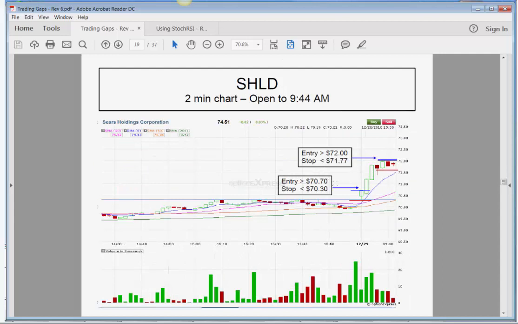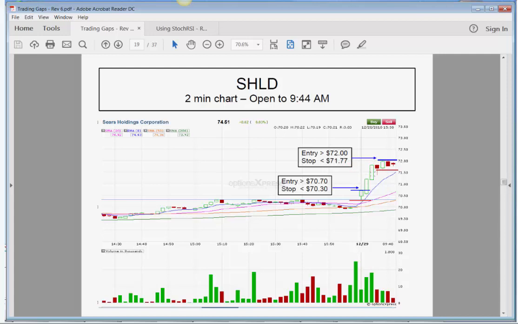Okay. All right, this 2-minute chart at the open. Got a pretty wide candle here. I gave it a little bit over the top of that candle. Make sure you notice that it went up and then it pulled back. It went back up and it went above that level. And I had an entry above 70.70. Stop below 70.30, which is right here in red, below that first candle. Only 40 cents. And then it tells me how many shares I can buy based on how much risk.